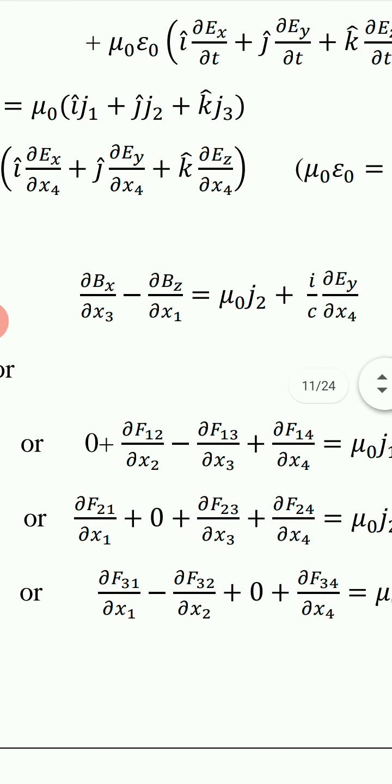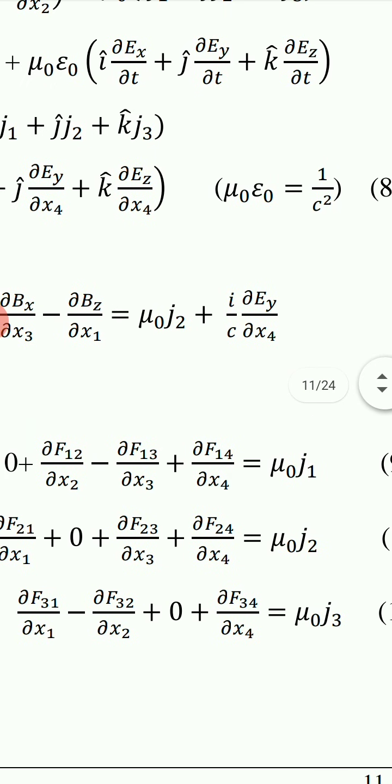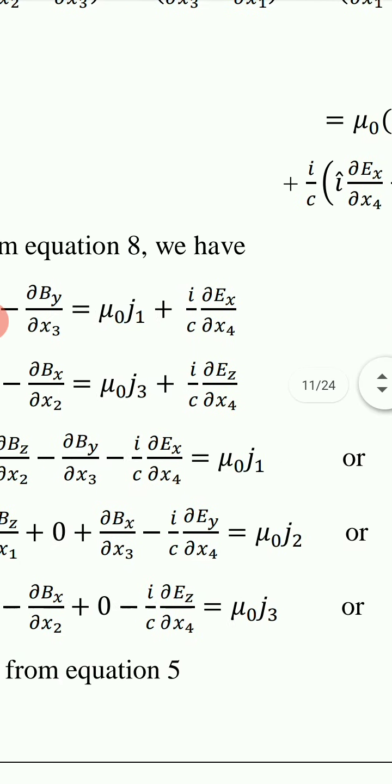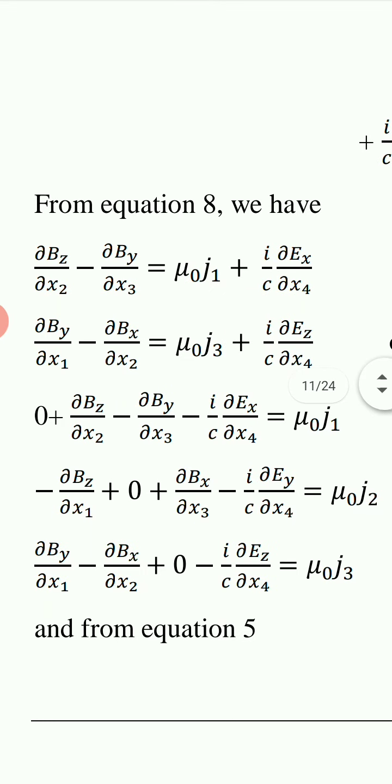Similarly, the other two equations can be written as: minus delta Bz upon delta x1 plus 0 plus delta Bx upon delta x3 minus i upon c delta Ey upon delta x4 equal to mu 0 j2, and delta By upon delta x1 minus delta Bx upon delta x2 plus 0 minus i upon c delta Ez upon delta x4 equal to mu 0 j3.